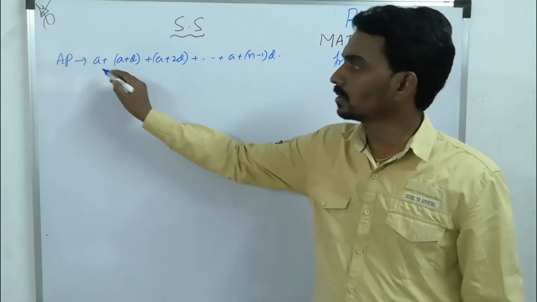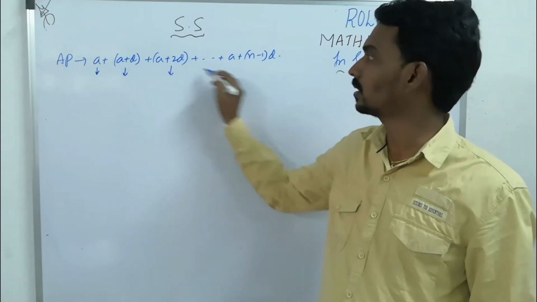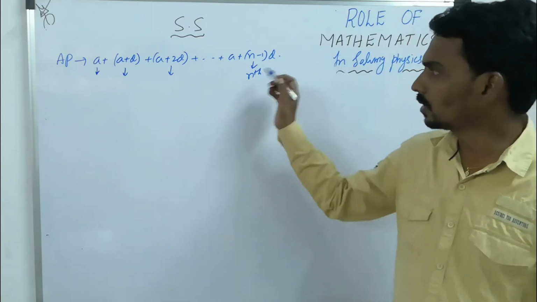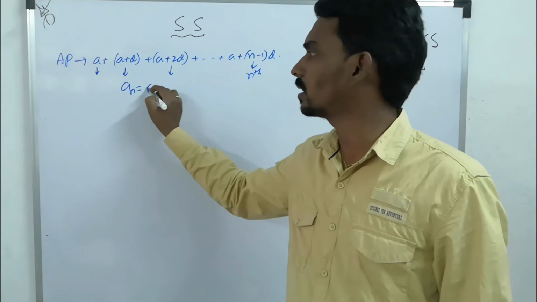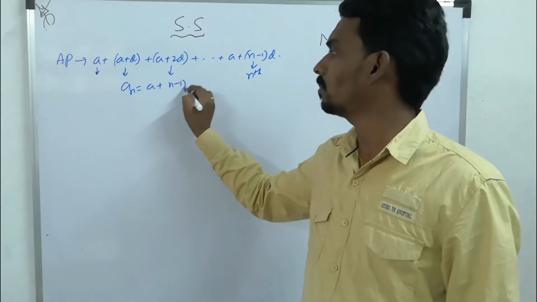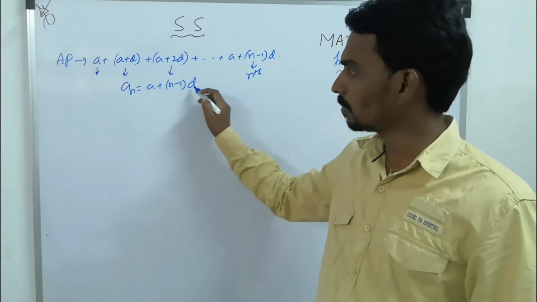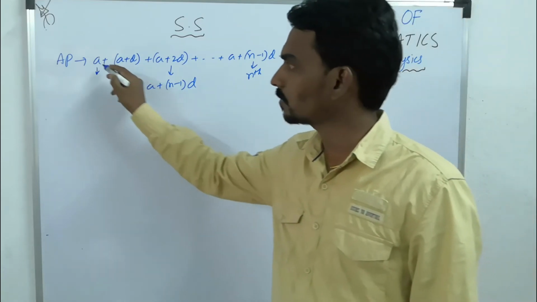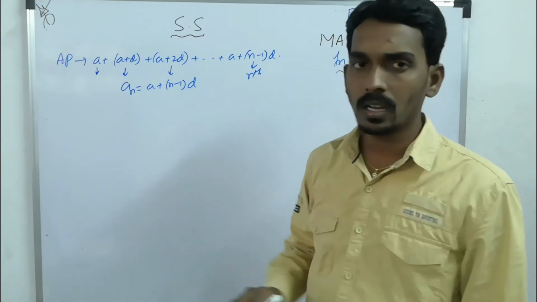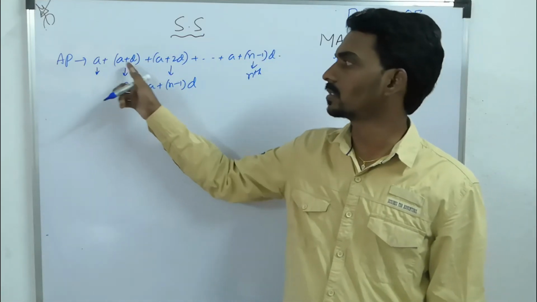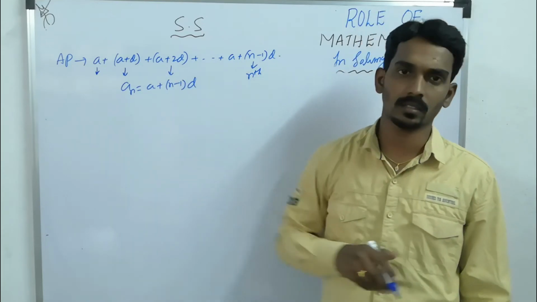So how many terms? First term, second term, third term, like nth term. There are n terms. If you consider, the nth term is given by a plus (n minus 1) into d, where a is the first term and d is the common difference between two successive numbers.